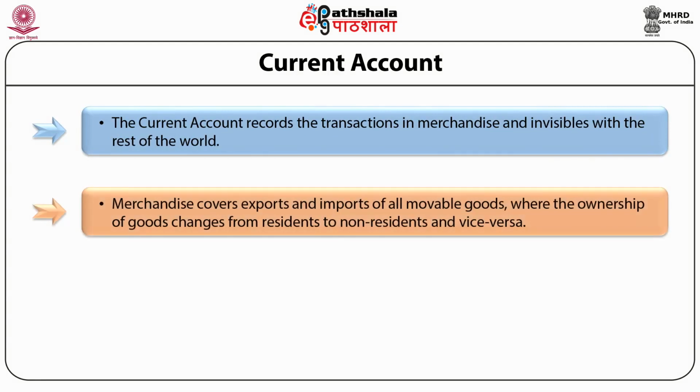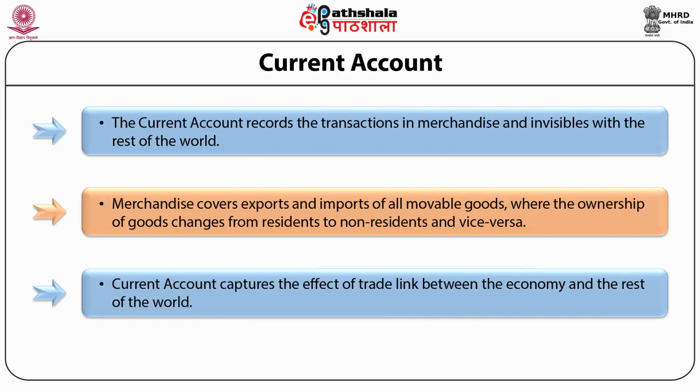Merchandise covers exports and imports of all movable goods, where the ownership of goods changes from residents to non-residents and vice versa. Therefore, current account captures the effect of trade link between the economy and rest of the world.